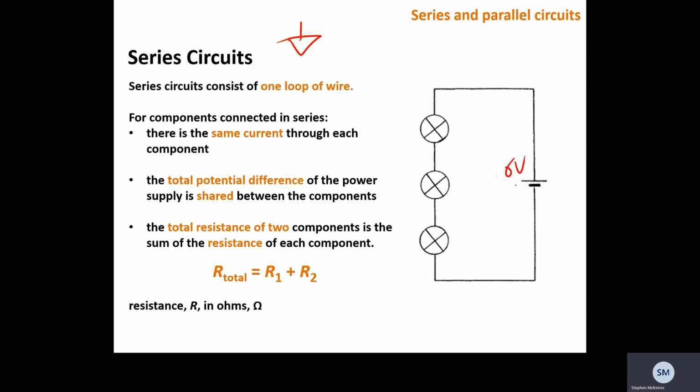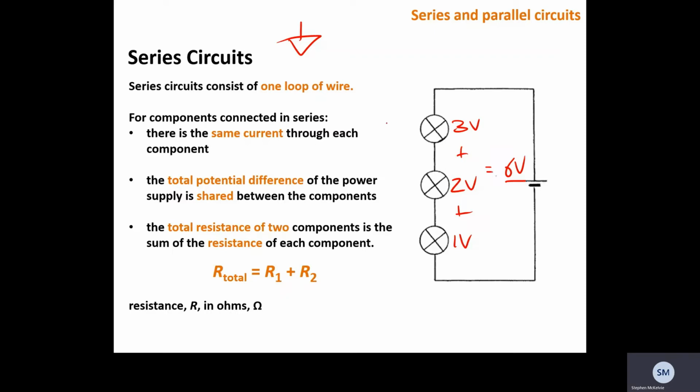If this is a 6-volt cell, and if this is a 3-volt bulb, and this is a 2-volt bulb, this has to be a 1-volt bulb, because the total amount of voltage given to each component must equal the total amount of voltage that's in the cell. The current is the same through each component. The potential difference is shared. And the total resistance is the sum of all the resistance.